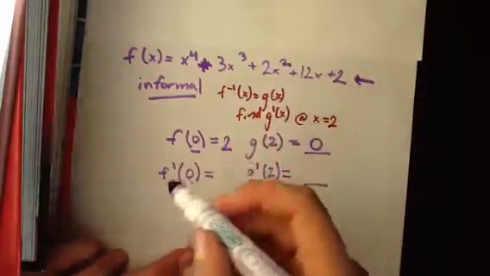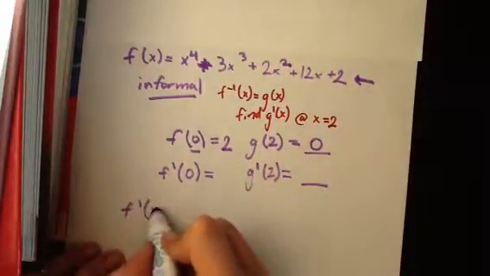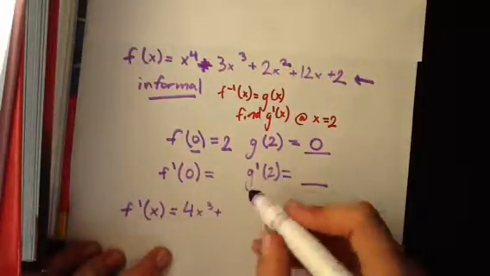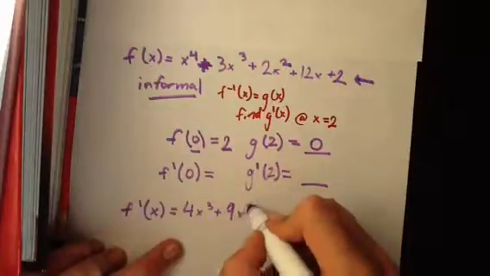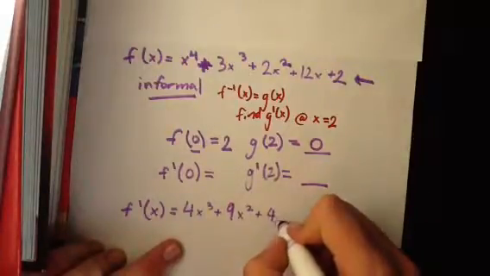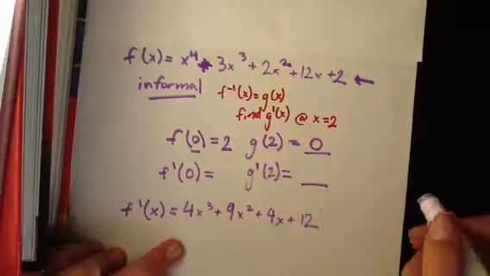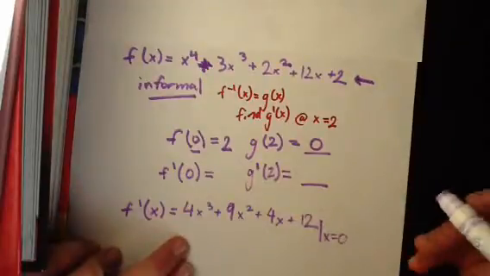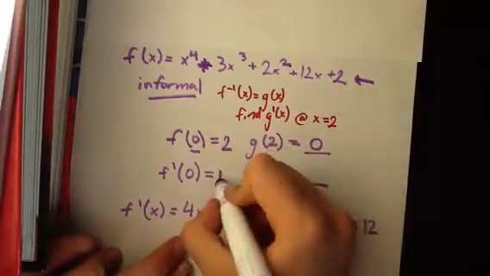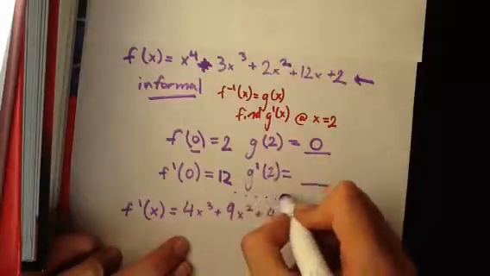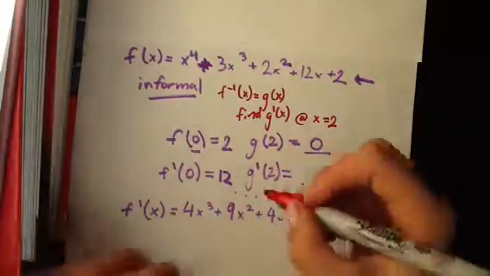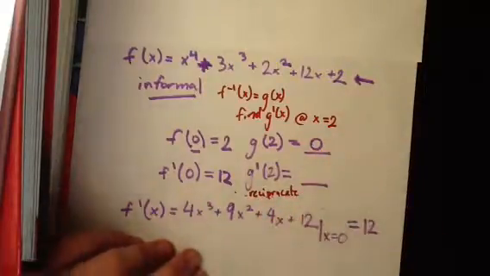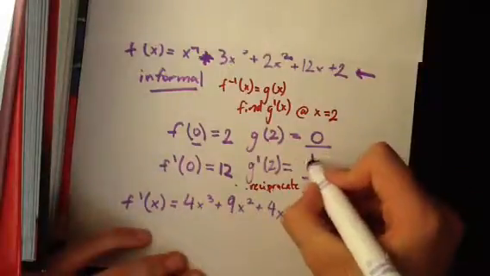So now let's go to f prime. Well, next thing we want to find is f prime of 0. So let's get f prime, just easy power rule all the way down. So 4x cubed plus 9x squared plus 4x plus 12. Since we're finding f prime of 0, let's set that x equal to 0, so it's easy, just equal to 12. So f prime of 0 is equal to 12. And here we want to reciprocate, since we know that f and g are inverse functions. So reciprocating 12 gives us g prime of 2, which is equal to 1/12.